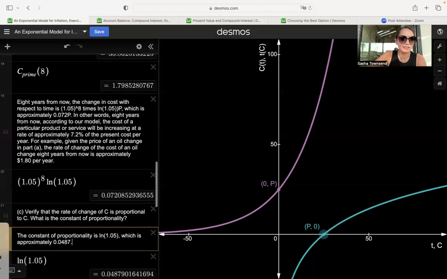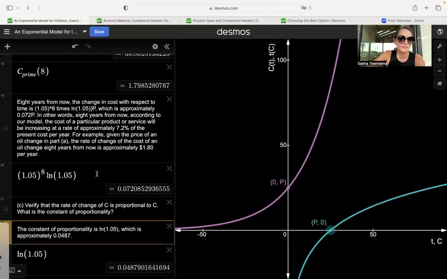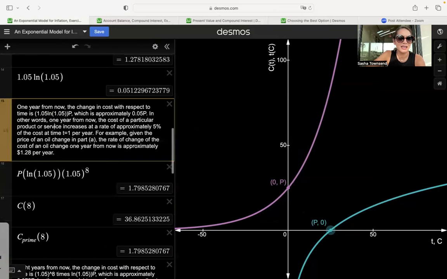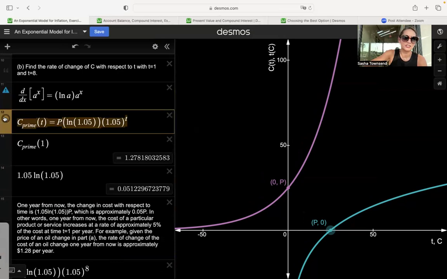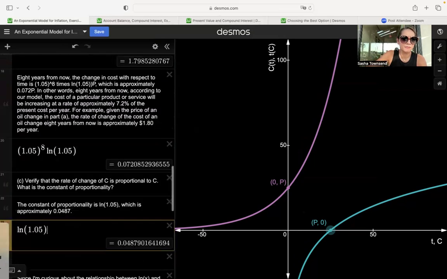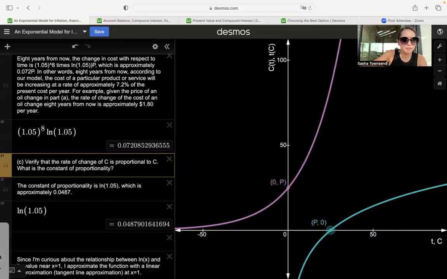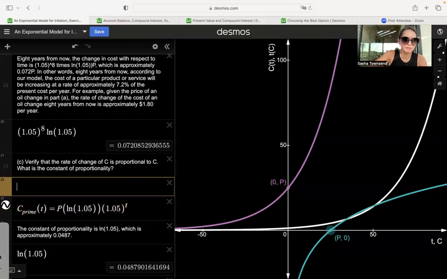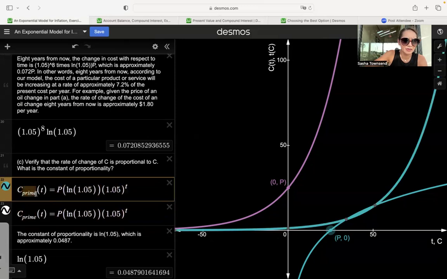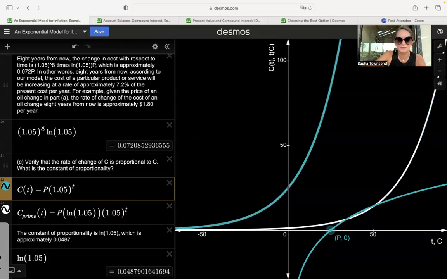All right, then question C says, verify that the rate of change of C is proportional to C. What is the constant of proportionality? We can look at C prime and look at C. I think it's relatively obvious that C prime and C are basically the same function. So there's our C prime, and C looks just like it, but it doesn't have the logarithm, because remember that logarithm came from taking the derivative of a to the t with respect to t.